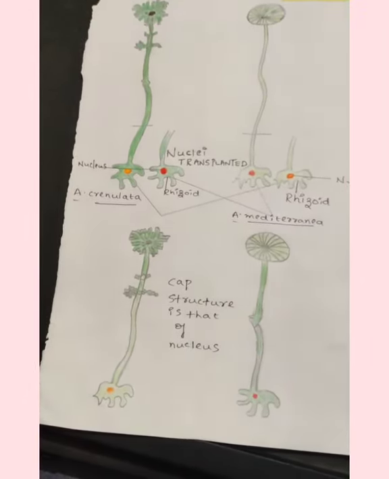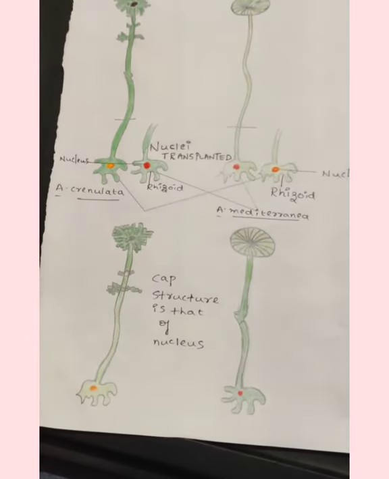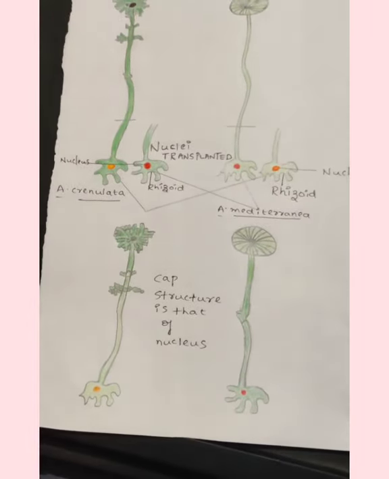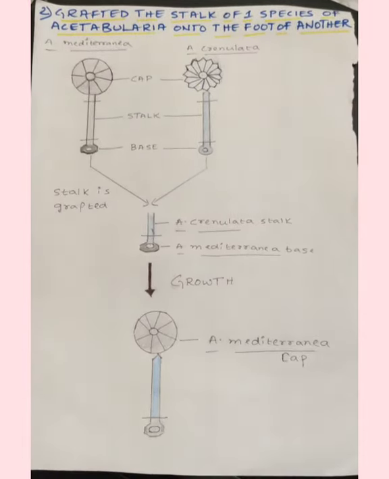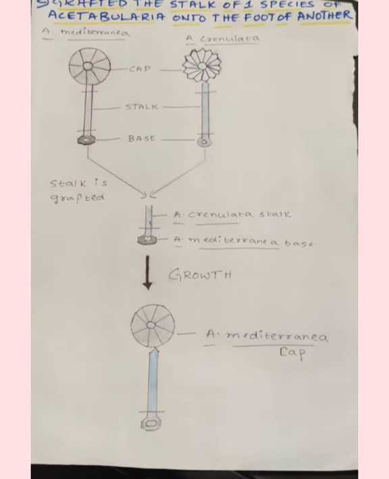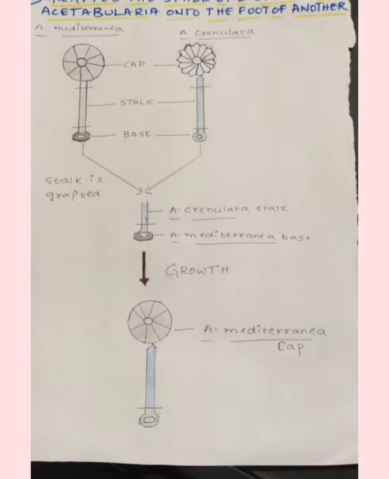Thus, Hammerling experiment with single-cell Acetabularia showed that the nucleus of a cell contains the genetic information that directs cellular development. Experiment 2. Grafted the stalk of one species of Acetabularia onto the foot of another. Hammerling grafted the stalk of one species of Acetabularia onto the foot of another species.